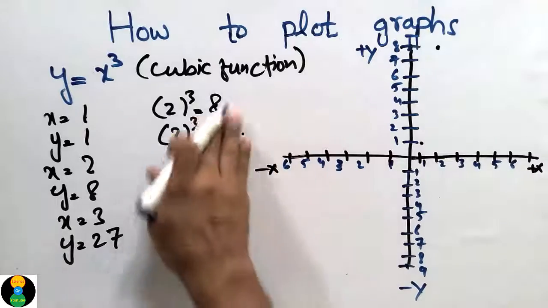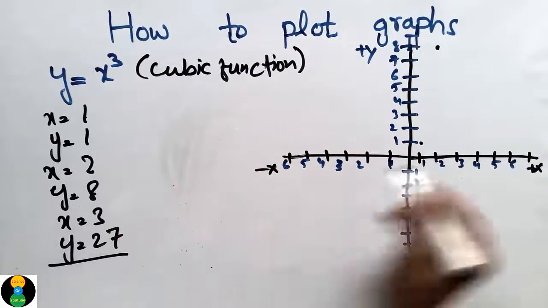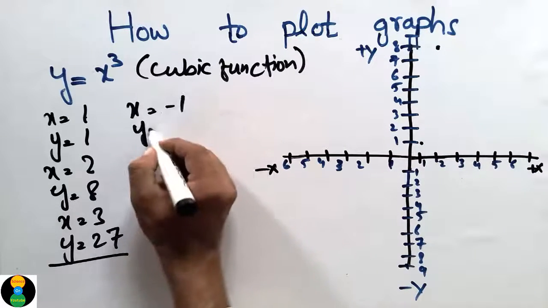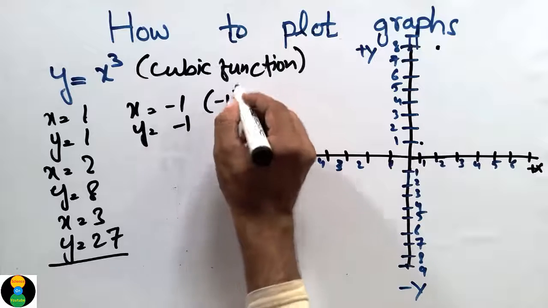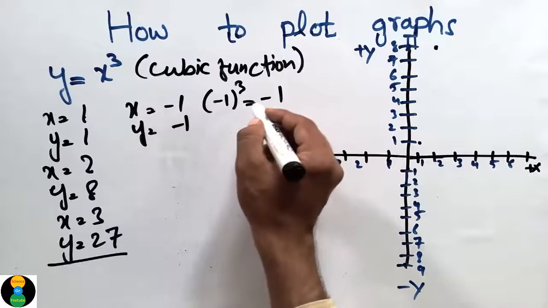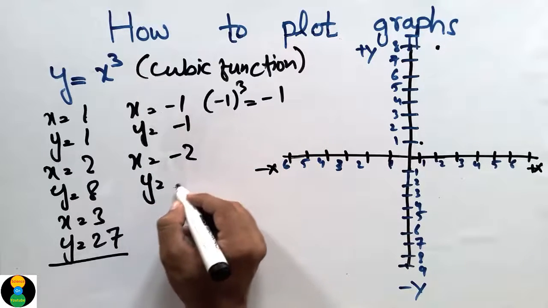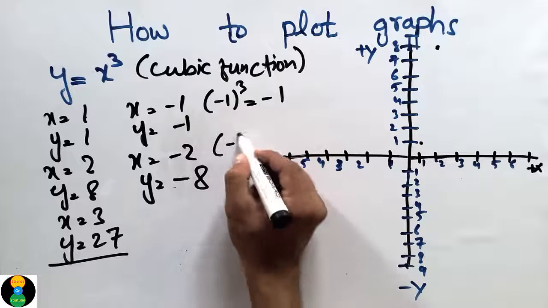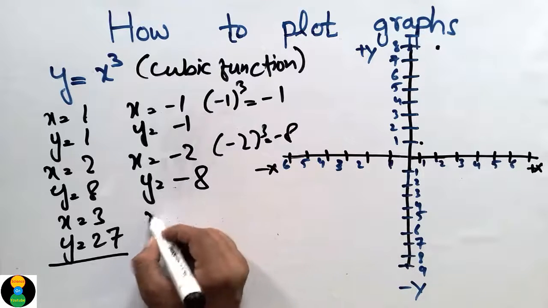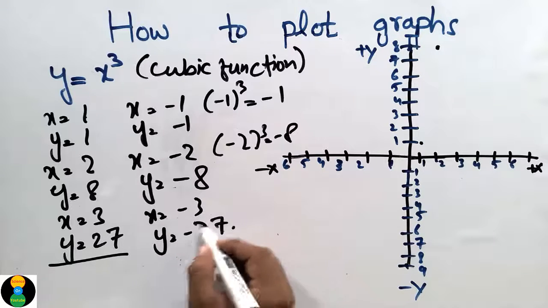Again, in the case of the negative sign, I'm not going to discuss this 3 because it is not in my range. When x is equal to minus 1, y comes out to be minus 1, because the cube puts the negative sign outside, so we don't need to place it here. Now again, when x is minus 2, y comes out to be minus 8, because minus 2 cubed is equal to minus 8. When x is equal to minus 3, y comes out to be minus 27, because the negative sign is there again.